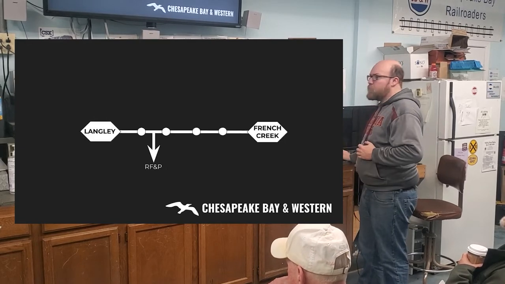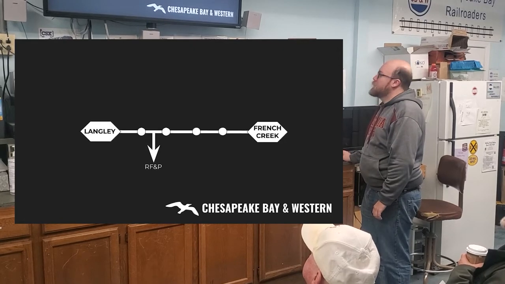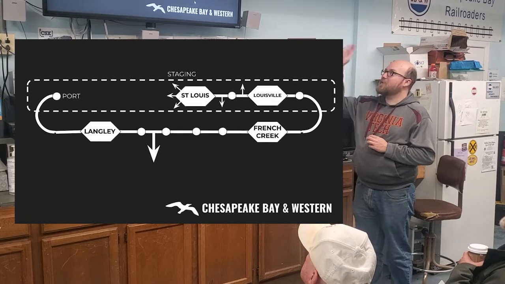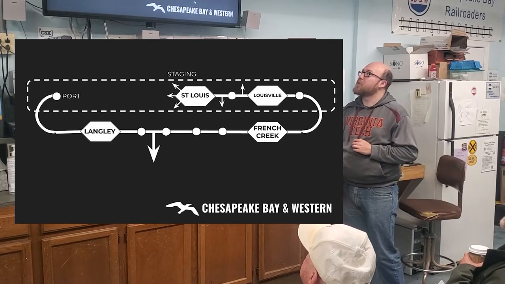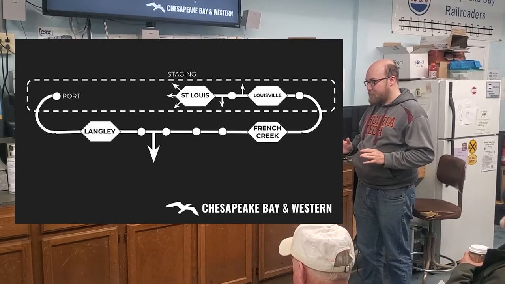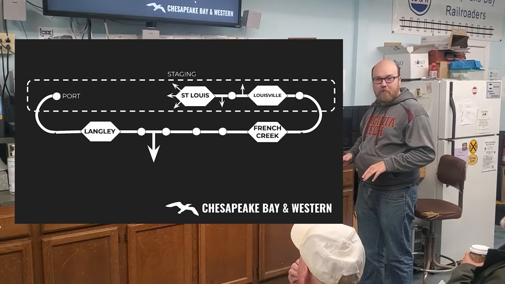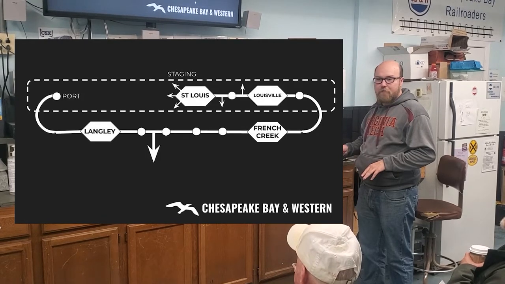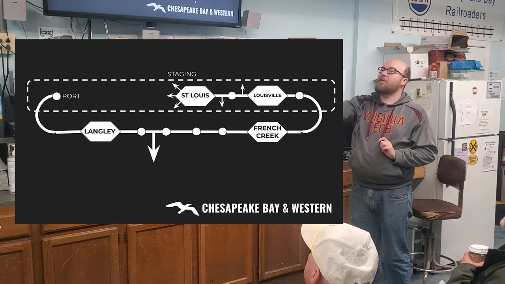So what do we do for stuff that isn't going to those two locations? Staging! So staging represents all the points on the layout that we can't model just because we don't have an infinite amount of room. So you can see here, in our case, if you've read the backstory of the CB&W Railroad, Freshpeak is actually not even the midpoint. It's like a third of the way down. It terminates in St. Louis.